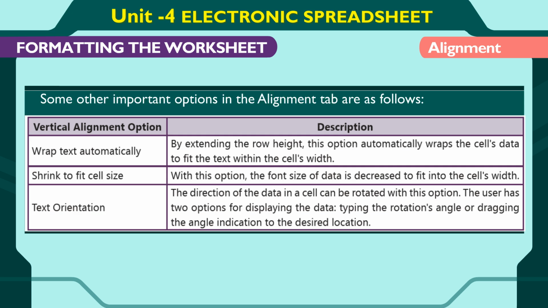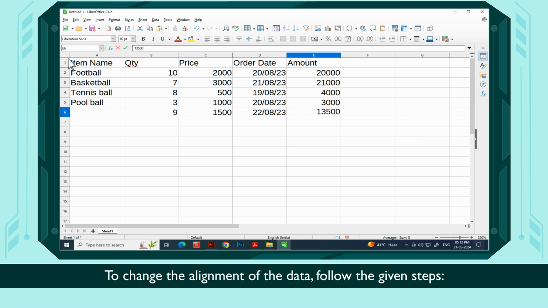Some other important options in the Alignment tab are as follows. Wrap text automatically. By extending the row height, this option automatically wraps the cell's data to fit the text within the cell's width. Shrink to fit cell size. With this option, the font size of data is decreased to fit into the cell's width. Text orientation. The direction of the data in a cell can be rotated with this option. The user has two options for displaying the data: typing a rotation angle or dragging the angle indication to the desired location. To change the alignment of the data, follow the given steps.